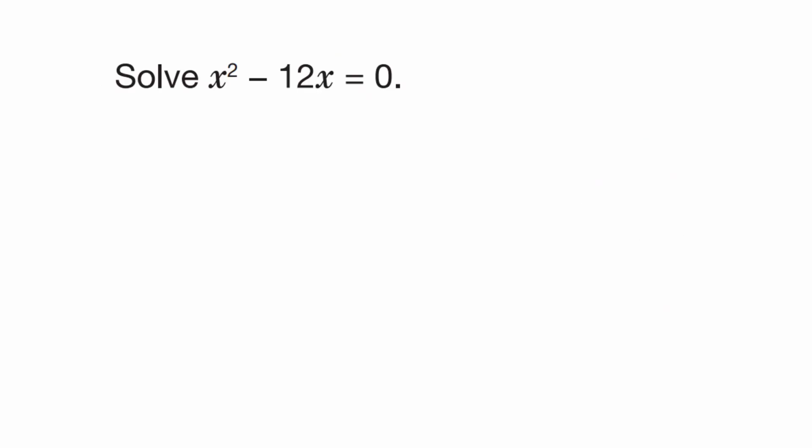So the next question is, solve x square minus 12x is equal to 0. So the general term is ax square plus bx plus c is equal to 0, where a is not equal to 0. Okay, so here the value of c is equal to 0. So it is like x square minus 12x is equal to 0.